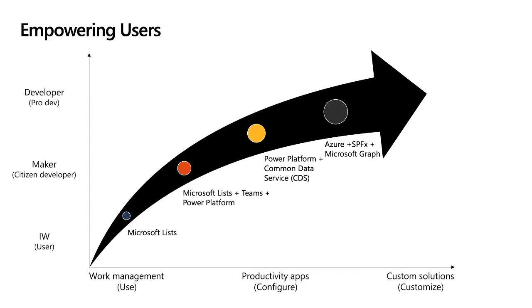So whether you're an information worker looking to get started with Lists, or a maker trying to extend Lists, or a professional developer trying to integrate custom solutions, we have options for everybody. End users can get a lot of benefit from out-of-the-box features. Citizen developers can get a lot of benefit from the integrations we have with Power Platform. And professional developers have a choice of using the Common Data Service as their backend to build custom solutions, or go deeper and integrate with Azure offerings, SharePoint Framework, and the Microsoft Graph APIs we have in the platform as well.